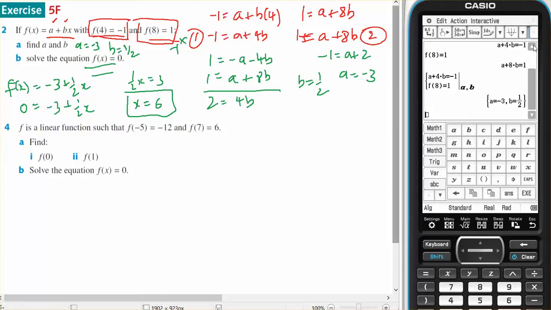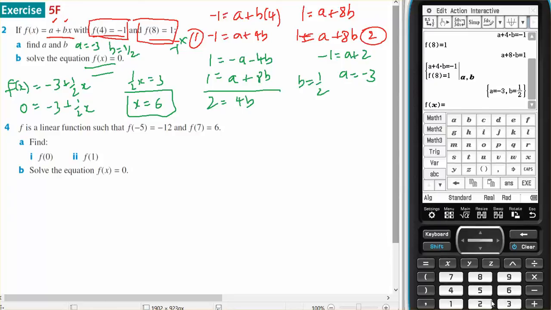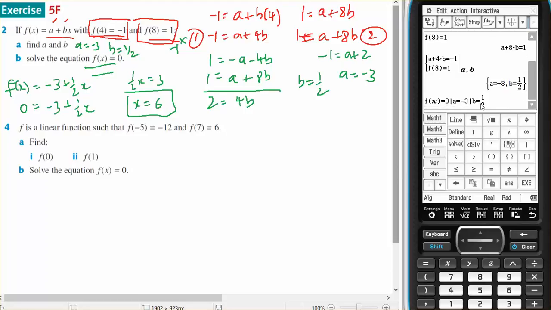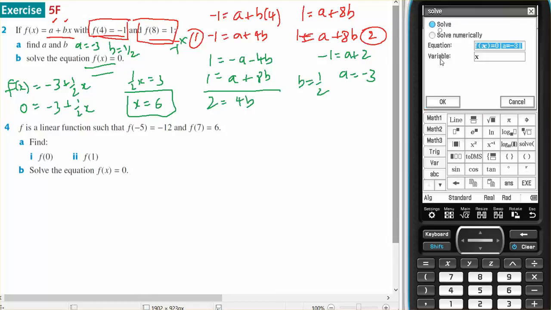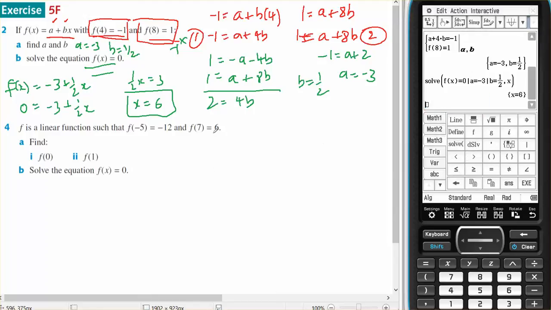So then I wish to find out when f of x equals 0, given a equals -3 and given b equals a half, and I wish to solve that for x, and x equals 6 is my answer.